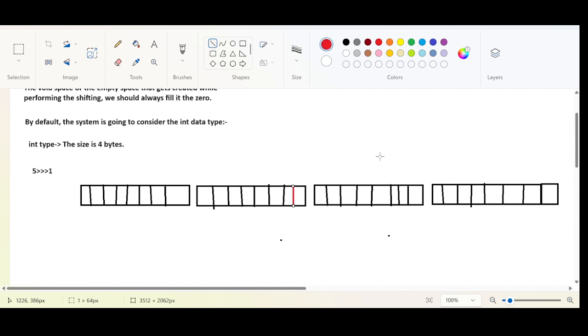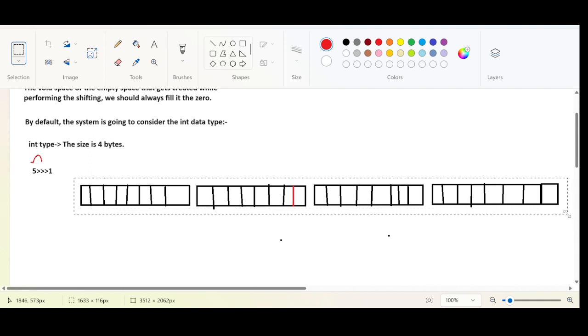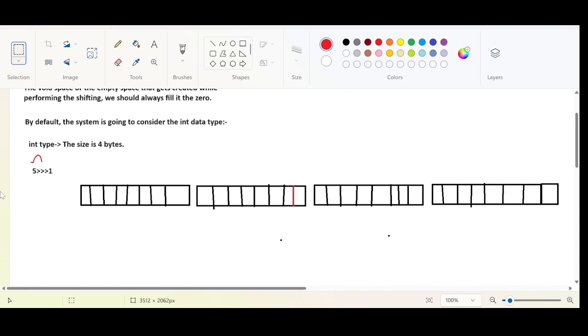Now please try to pay some attention here. I have taken the number 5. So let me take a copy of this for future reference. How can 5 be written internally? When you want to represent 5 in binary form, it can be represented as 101, and all the remaining blocks will be filled with 0.